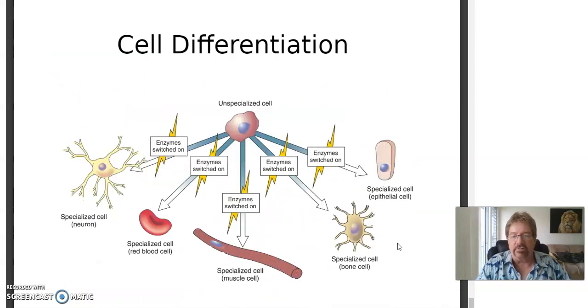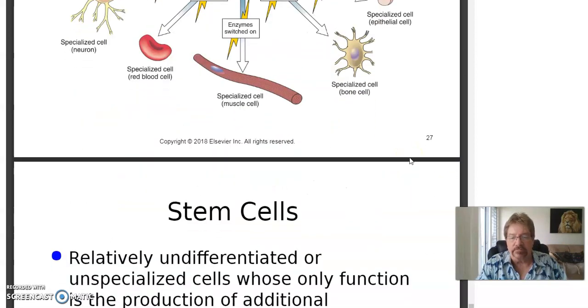Okay, cells differentiate. We have a number of stem cells in the body that are undifferentiated. For example, here shows a stem cell. With the right enzymes, it'll form a nerve cell or a red blood cell, a muscle cell, a bone cell, an epithelial cell, which you don't know what those are yet, but you will soon. Notice it's enzymes that accomplish this.